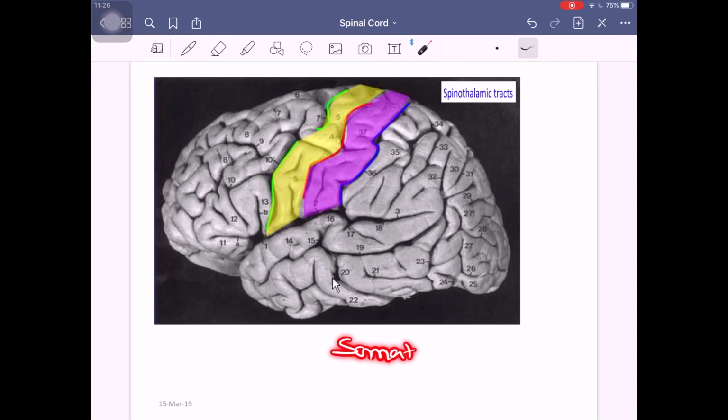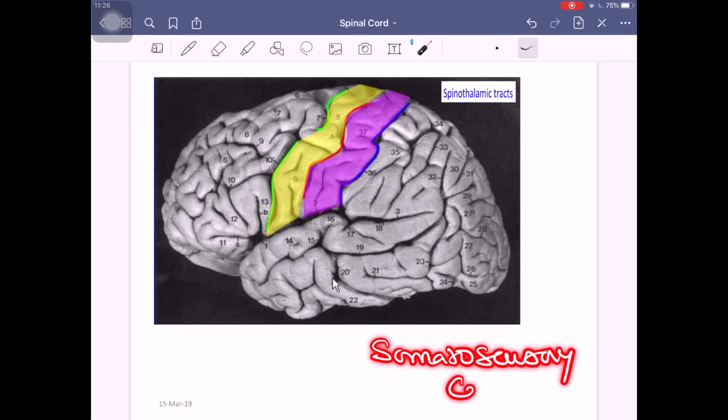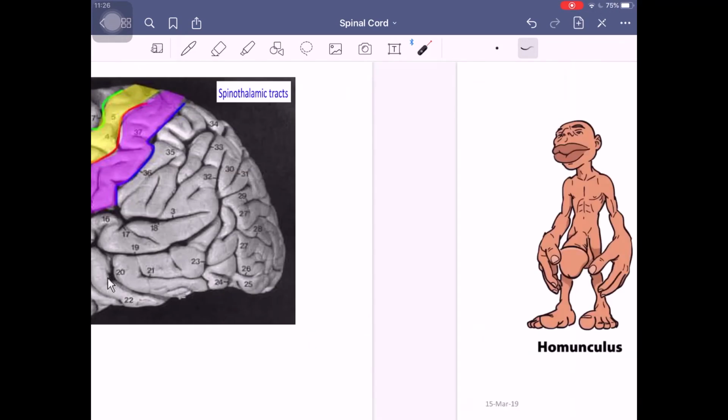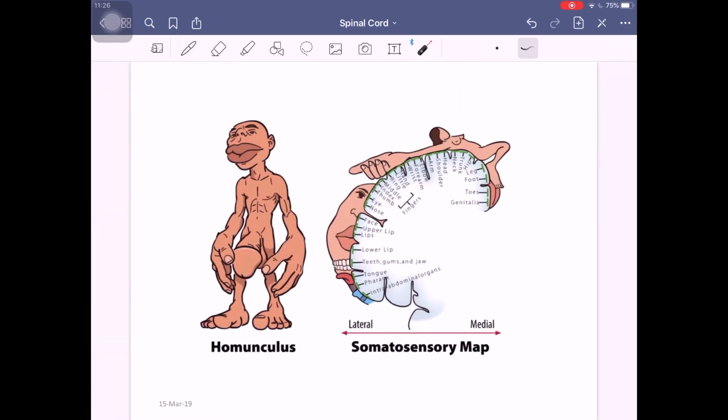So this we call the somatosensory cortex, because it is bringing the information from soma. Soma means body wall, and what information? Sensory. That is why it is called somatosensory cortex. It is also called the primary sensory cortex. That is the other name for this.